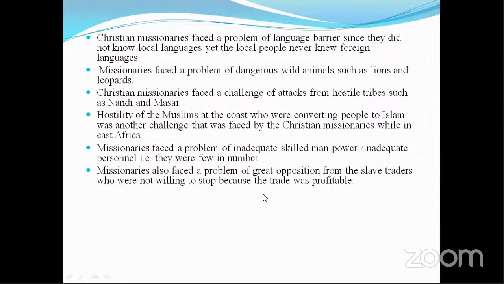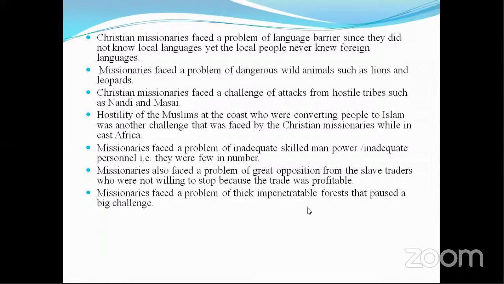We are going to look at another point here, and here it is. Missionaries faced a problem of thick, impenetrable forests that posed a very big challenge. Thick, impenetrable forests.